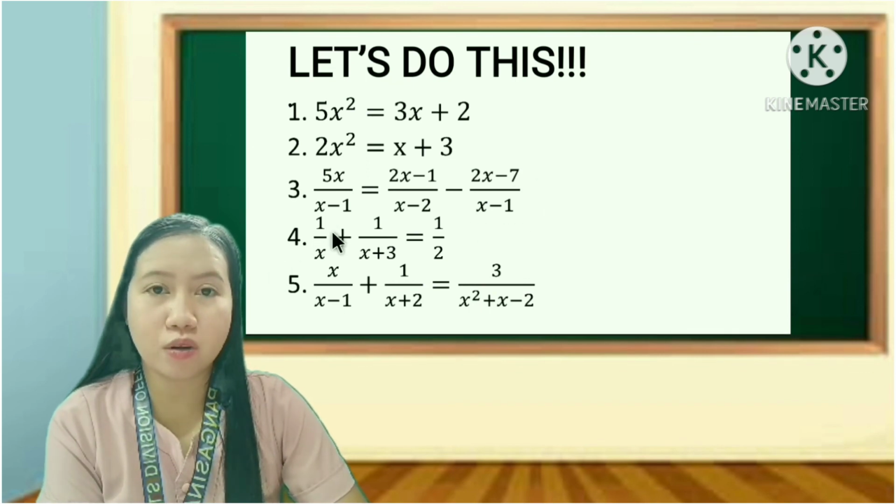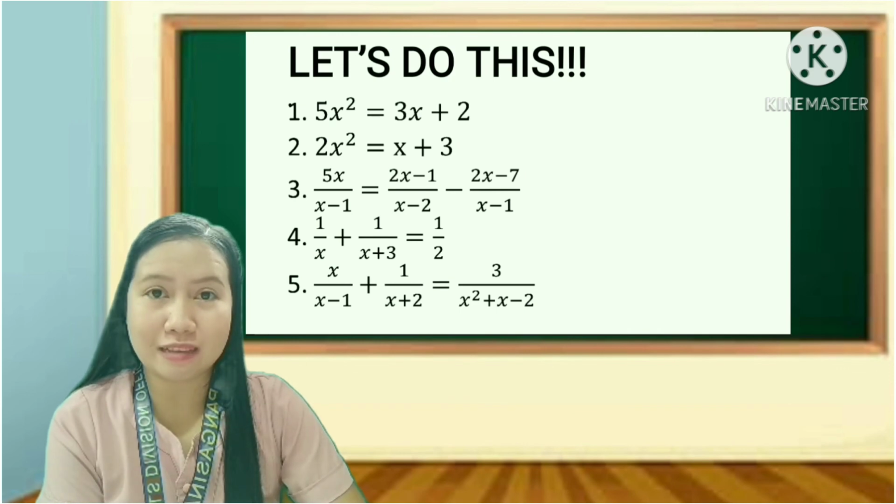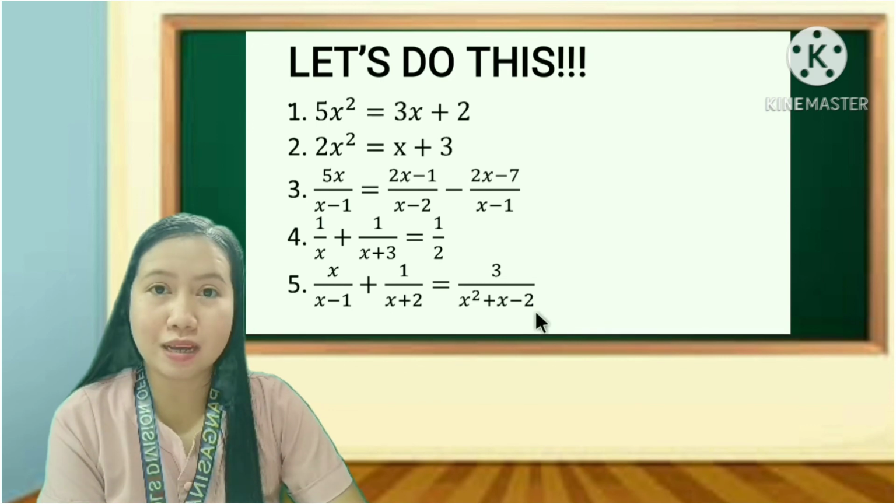Number 4, 1 over x plus 1 over x plus 3 is equal to 1 over 2. Number 5, x over x minus 1 plus 1 over x plus 2 is equal to 3 over x squared plus x minus 2. Again, pause this video at the count of 3 and play it again after 20 minutes for your checking. So let's be honest on checking our own paper. At the count of 3, 1, 2, 3.